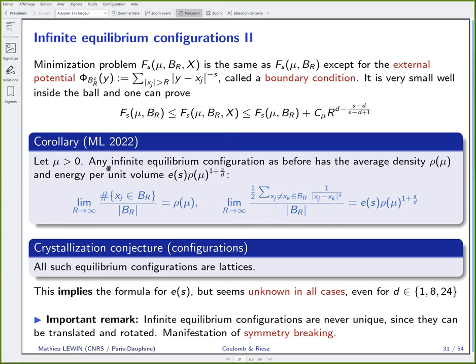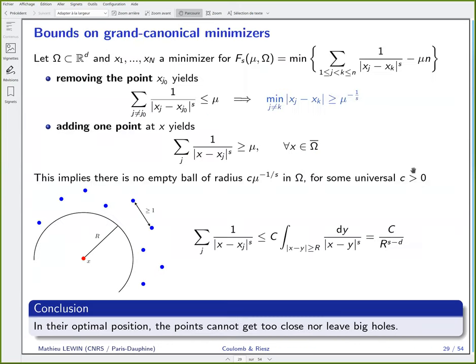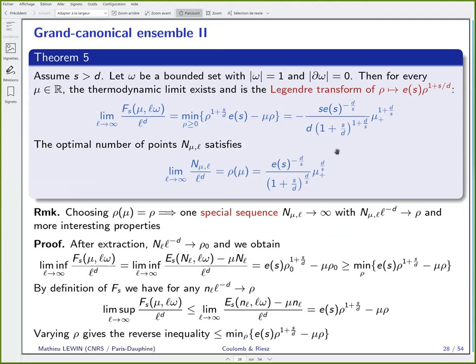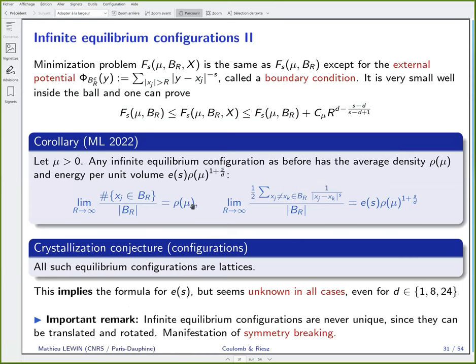So you can conclude that any infinite equilibrium configuration, as before, has the average density rho of mu, which is the one I defined when I did this limit, because of the same similar property as here, as well as the average energy per unit volume, e times rho to the 1 plus s over d. So if you give me any infinite equilibrium configuration of points defined as before, I know they exist, then they must have the density rho of mu, and they must have the energy per unit volume, e times rho to the 1 plus s over d.